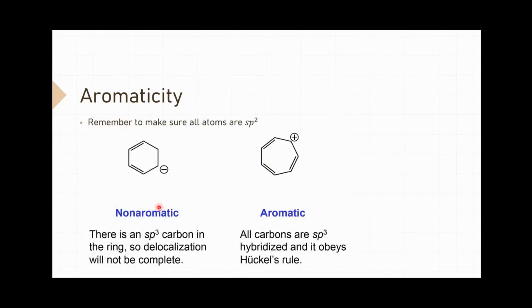Right. Remember that all the carbons have to be sp2. So although this one has an anion, it wouldn't work. This one would have 6 pi electrons, but because this is sp3, it would still be non-aromatic. Yeah, all carbons have to be sp2 for you to start applying Huckel's rule.